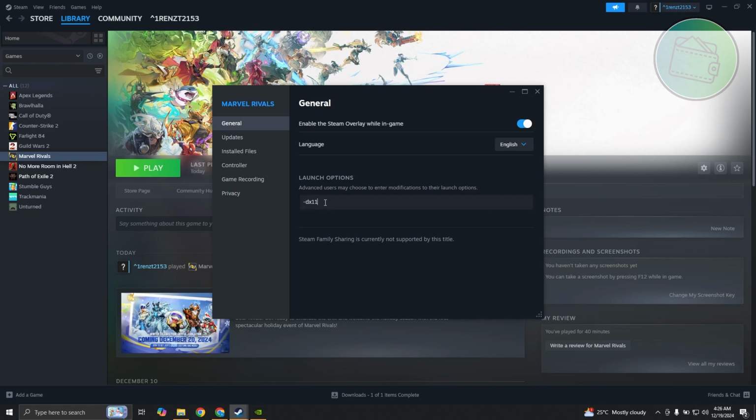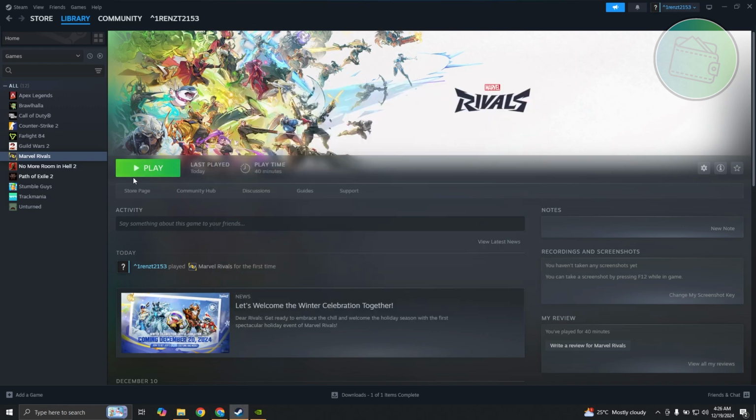What it does is it forces Marvel Rivals to run DirectX 11 instead of 12, because by default it's going to run 12. So it's going to force DX11 instead of 12. Go ahead and close this one, click on play here, and see if that solves the issue. But in this case, that's about it.